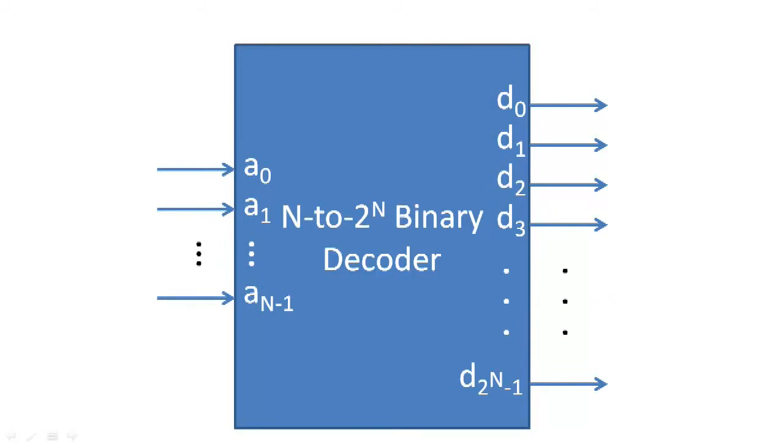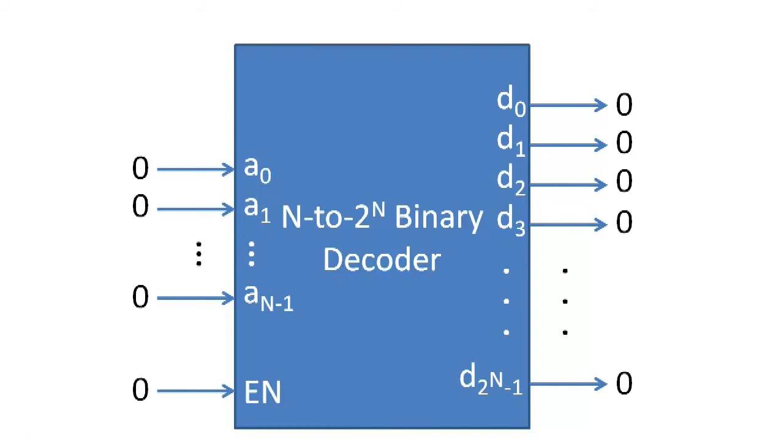In some applications, we also add an enable input bit to the decoder. When the enable bit is 1, the decoder behaves in the way that we described earlier. When the enable bit is 0, all of the decoder outputs output 0.